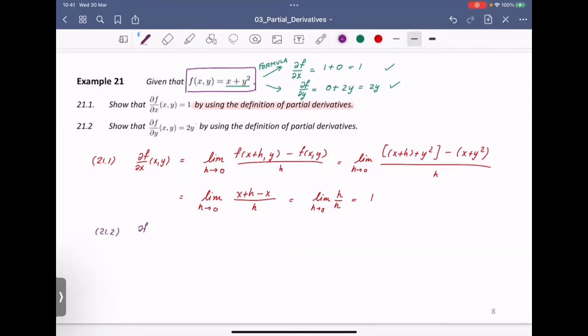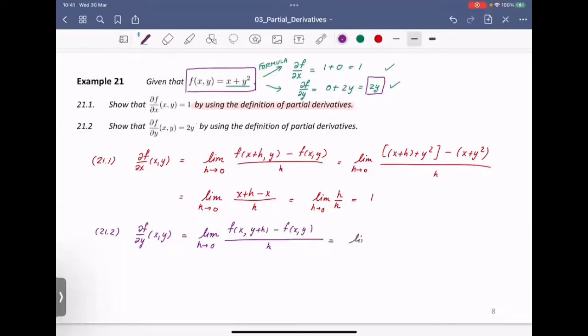21.2. So if I want to do the partial derivative with respect to y of x, y here, well, you know that the answer must be 2y. Let's see why. So it's going to be limit h goes to 0. So the denominator is going to be h always. On the top one, you keep x fixed, right? And then you increase your y. Keep x fixed, increase your y.